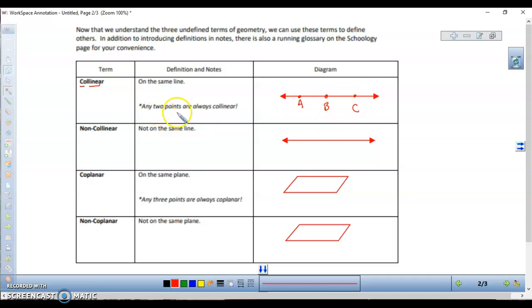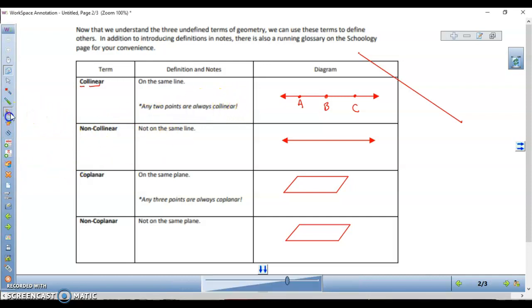And one other thing to point out is any 2 points are always collinear. And the reason for that is if you think about it, if I draw 2 points anywhere on this screen, let's say I put a point here, and I put a point here. Well, there's always a line that will connect those 2 points. Always. Okay? So any 2 points will always be collinear, even if there isn't a line drawn in a diagram. 2 points, always collinear, because you could always draw a line through them.